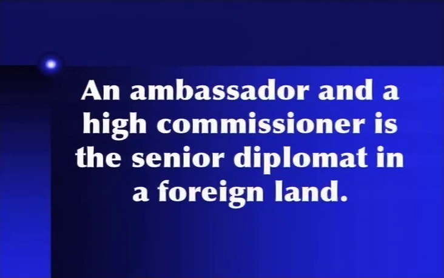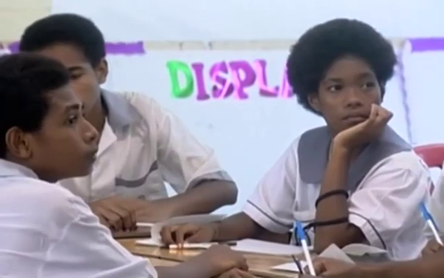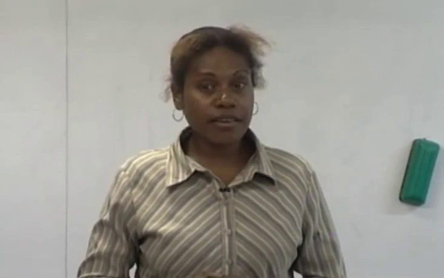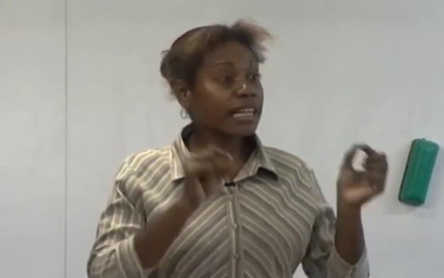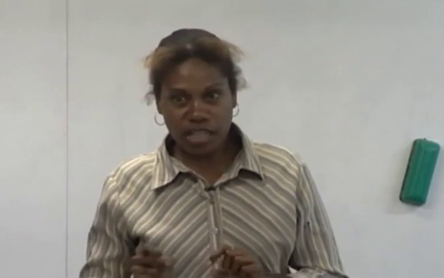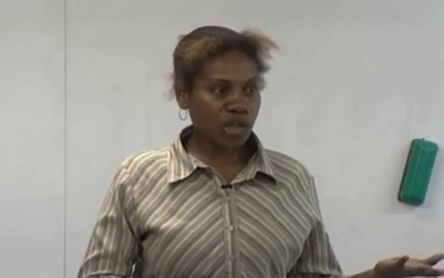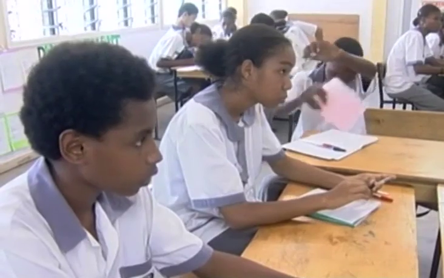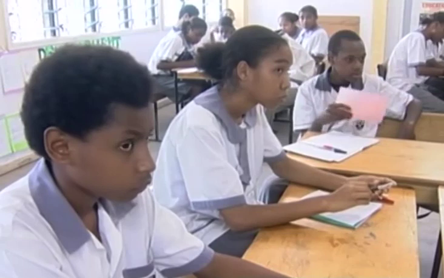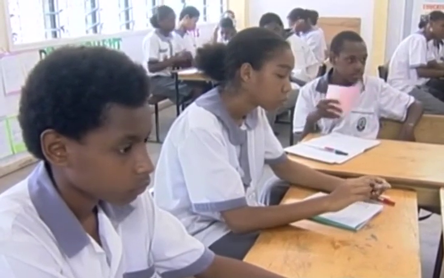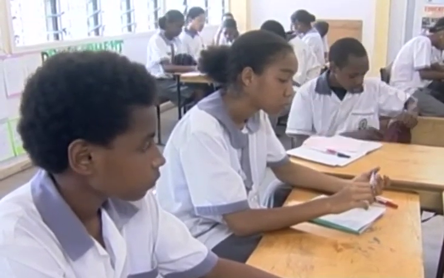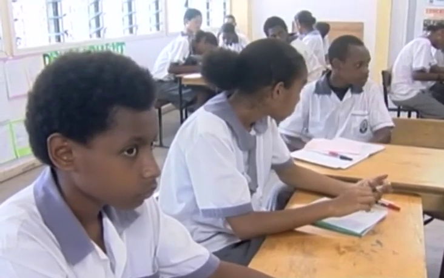Where it says senior diplomat, in case you don't know what a diplomat is, a diplomat is an employee of a government who represents his or her country in another country in dealing with nations. For example, the Australian High Commissioner is a diplomat, an employee of his government, who represents his country here in Papua New Guinea.